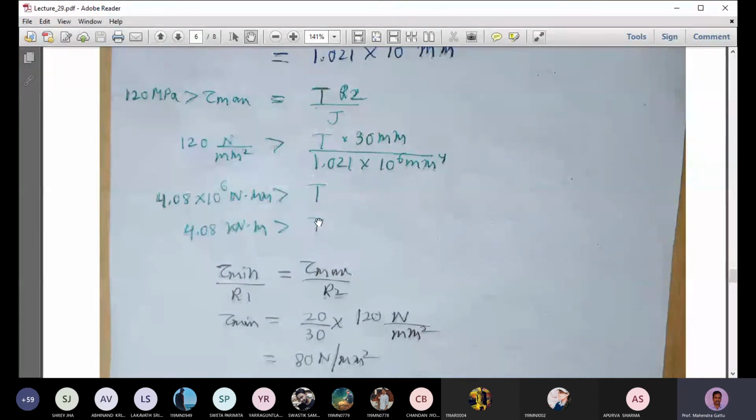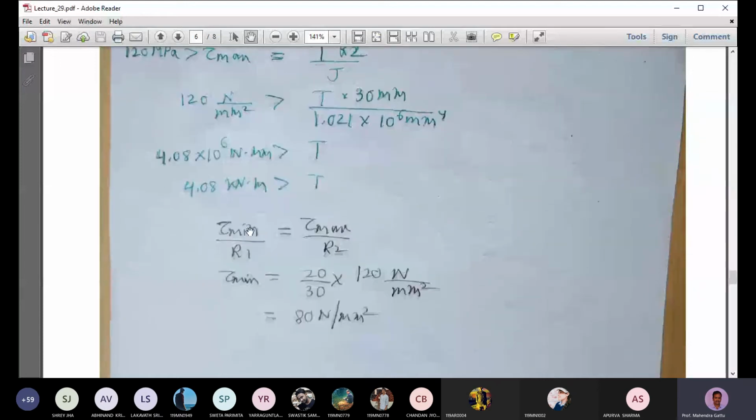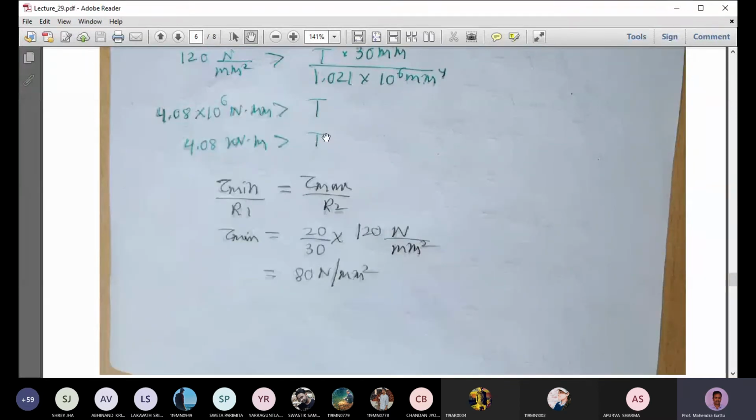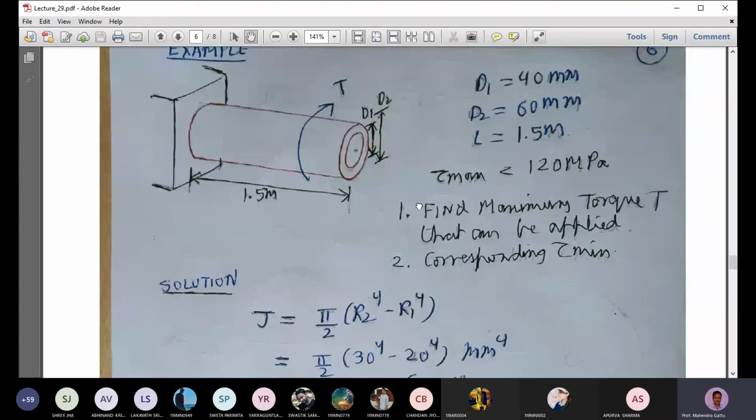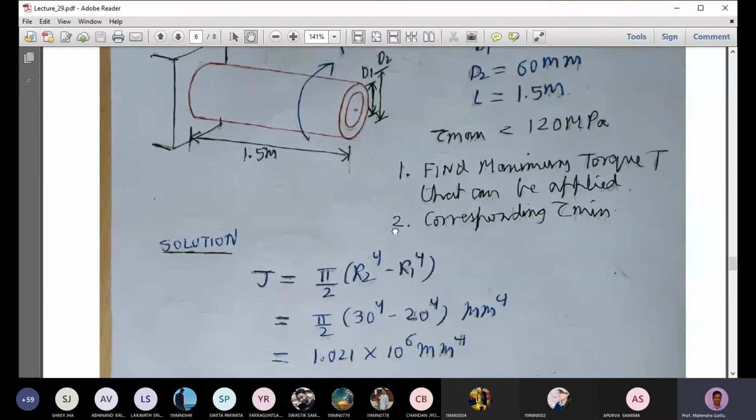And if you apply this torque, what will be the minimum shear stress? For that we have to apply this formula, which we obtain by similar triangles. Tau minimum by R1 is tau maximum by R2. So we put R1 there, 20 by 30 into 120 is 80. So that is the minimum shear stress when you apply this much torque. Okay, so this is the application of the elastic torsion formula.